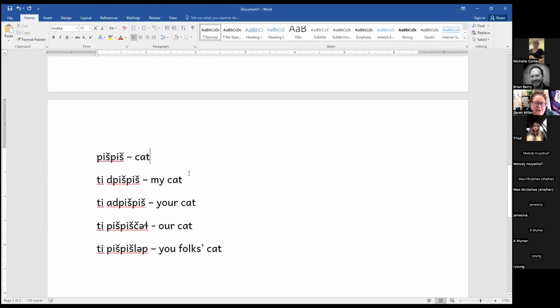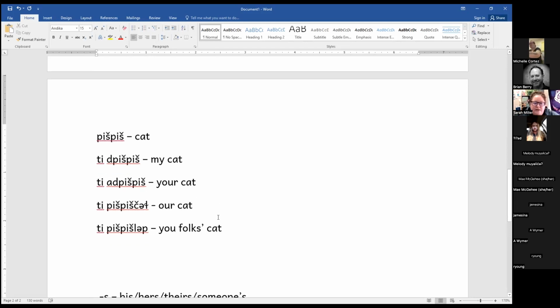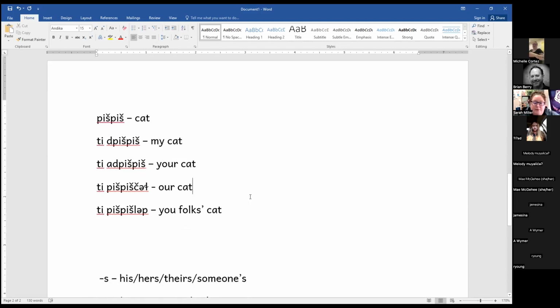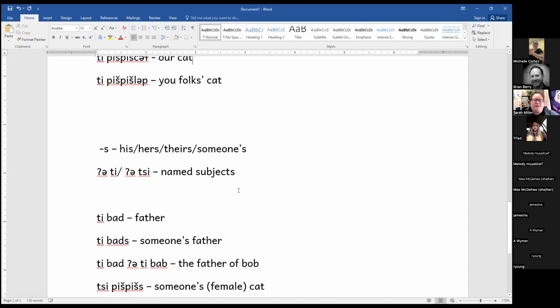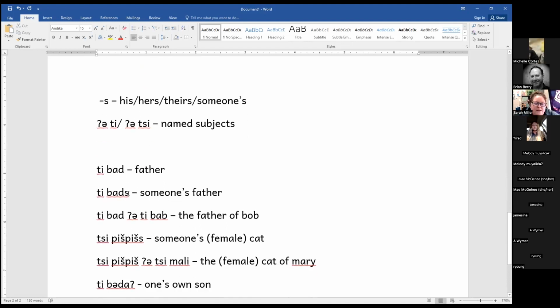And then peesh peesh. Tid peesh peesh. Todd peesh peesh. T peesh peesh chus. T peesh peesh lup. And then on to the S. Remember, this S has that dash in front of it, so it goes at the back of a word. T-bod. T-bods. Remember, this S does not mean that we've pluralized the word.